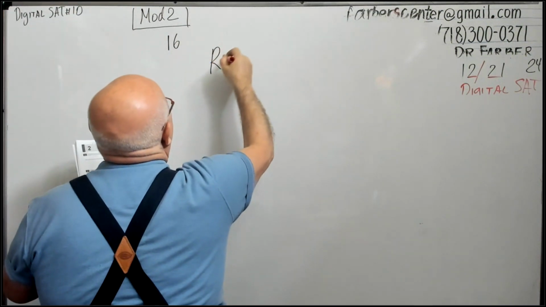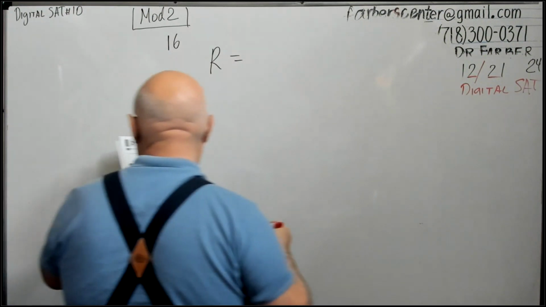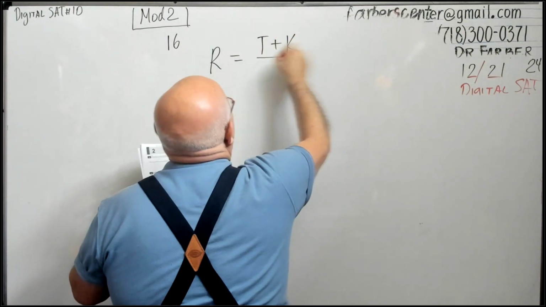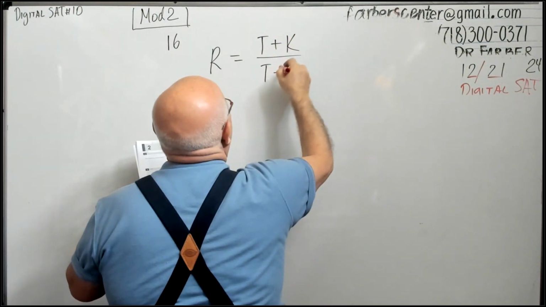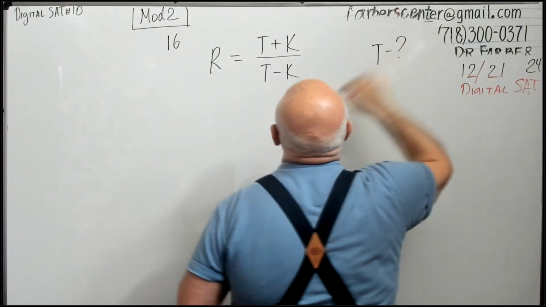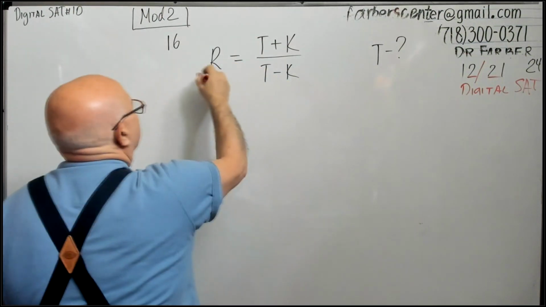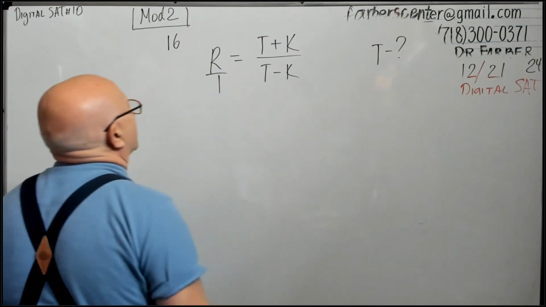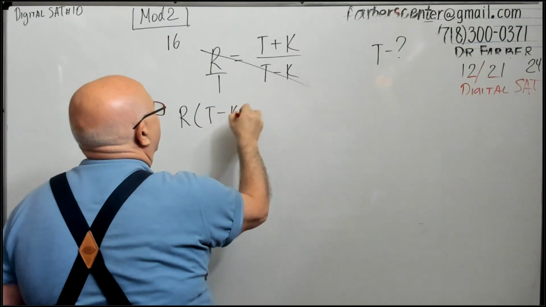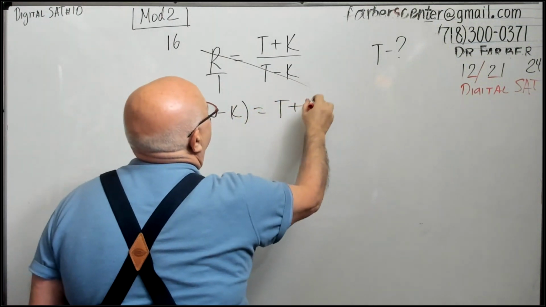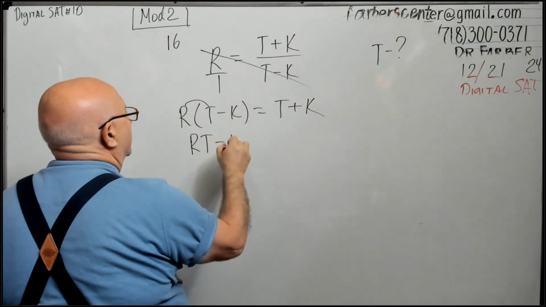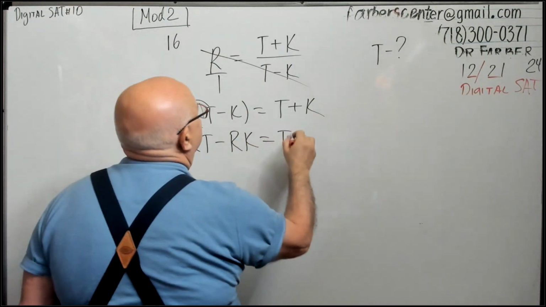So R equals T plus K divided by T minus K. What else do you need to find? Find T. Well, cross multiplication. R times T minus K equals T plus K, or distributive: RT minus RK equals T plus K.